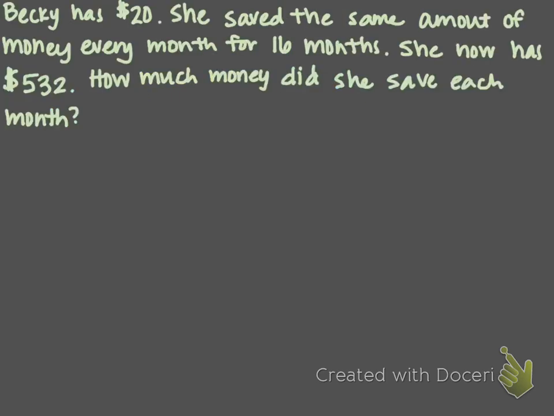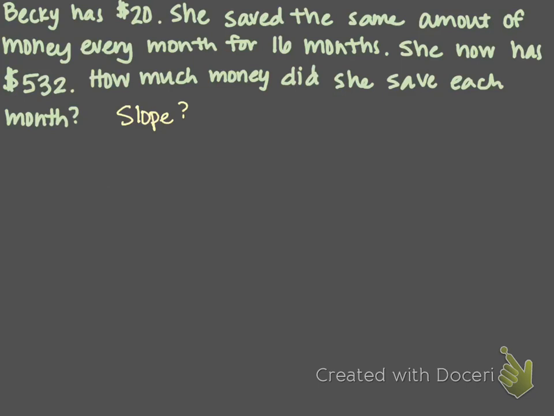Alright, finally we are given a situation that we need to find a slope for. So our situation is Becky has $20. She saved the same amount of money every month for 16 months. She now has $532. We want to know how much money did she save each month. Really, this question is asking, what is the slope?